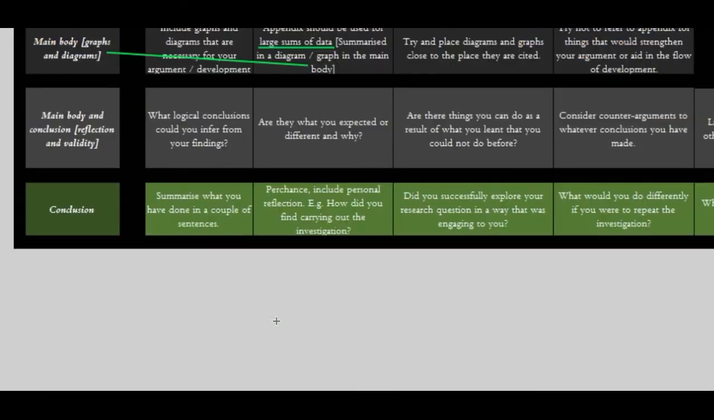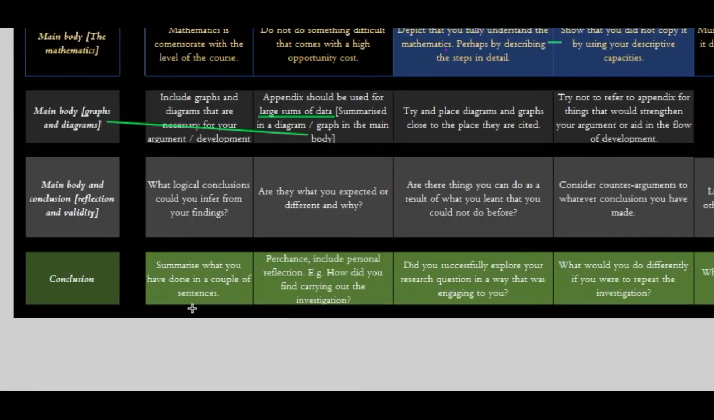Okay, we've made it. We've made it to the conclusion. So what would I have in my conclusion? First of all, I'll summarize what you have done in a couple of sentences. That's advantageous. Perchance include personal reflection, e.g. how did you find carrying out the investigation? How did you find it?